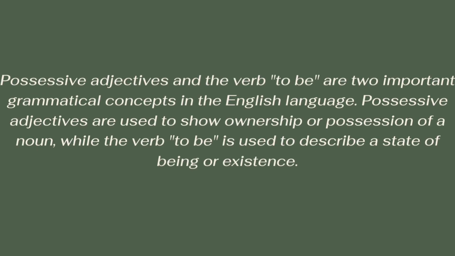Possessive adjectives and the verb to be. Possessive adjectives and the verb to be are two important grammatical concepts in the English language. Possessive adjectives are used to show ownership or possession of a noun, while the verb to be is used to describe a state of being or existence.